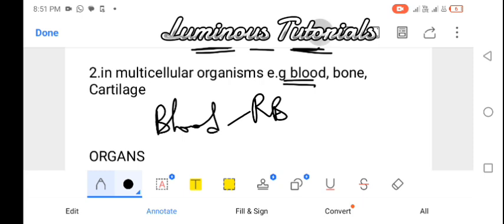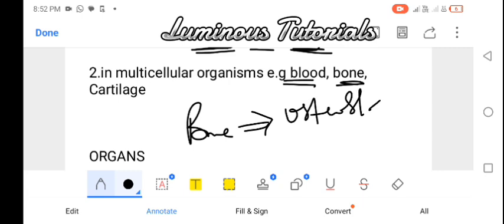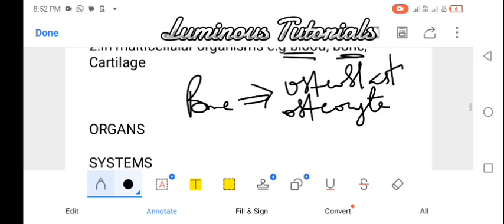Another example is the bone. Bone is composed of several cells. We have the osteoblast, the osteocyte, and lastly the osteoclast.